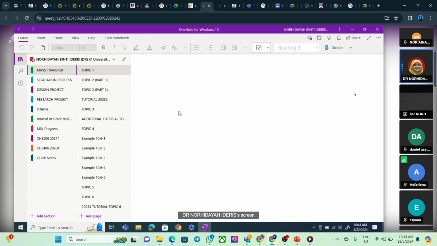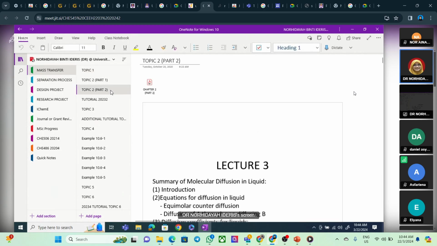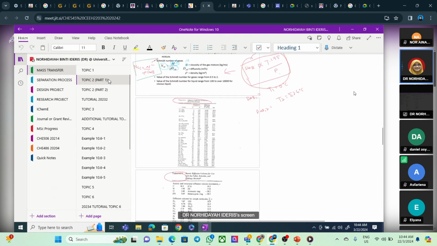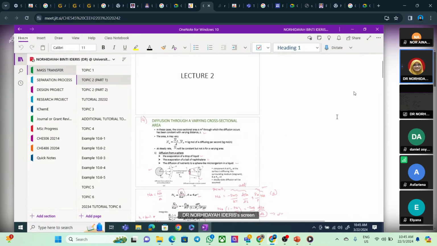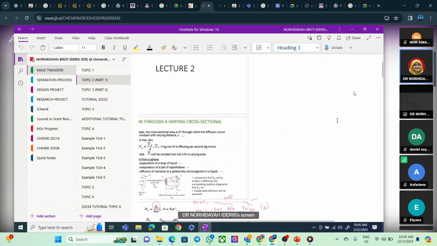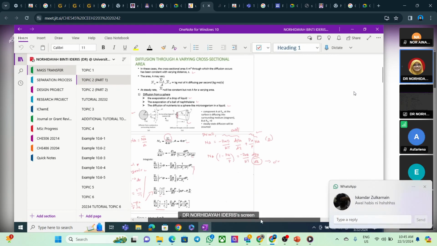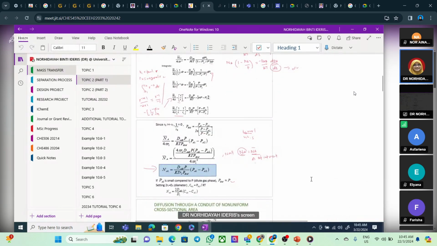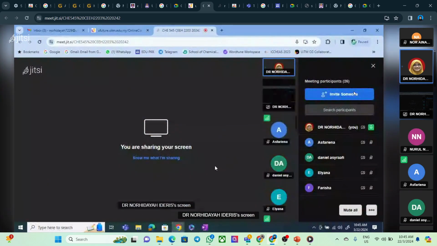Okay, so I guess that we settled the first part. Then we go to the next one. Kita pergi yang kedua, yang keempat, subtopik keempat under molecular diffusion in gas, which is on diffusion through a varying cross-sectional area. So ada soalan ke sebelum tu? Faham ke yang kita buat solve tadi tu? Faham. Tak faham? Faham senang je kan?